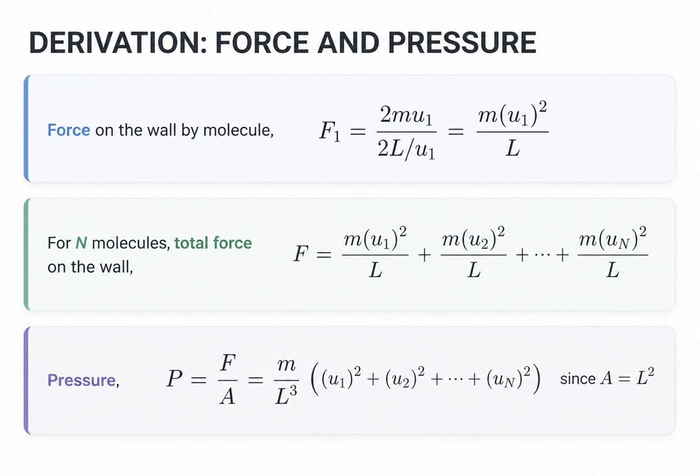But a gas contains many molecules. For n molecules, the total force F on the wall is the sum of the individual forces, mu1 squared over L plus mu2 squared over L, all the way to molecule n. To find the pressure P, we divide this total force by the area of the wall, which is L squared. This gives us pressure equals m over L cubed, multiplied by the sum of the squared velocities of all n molecules.